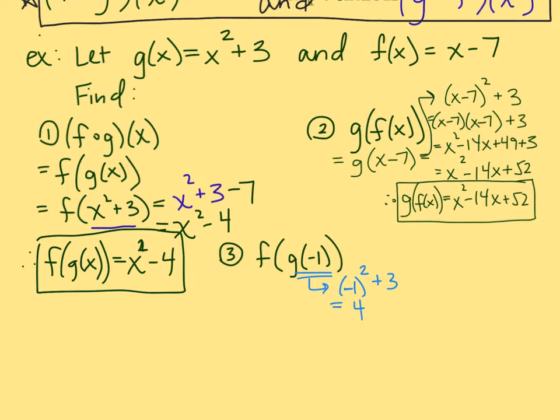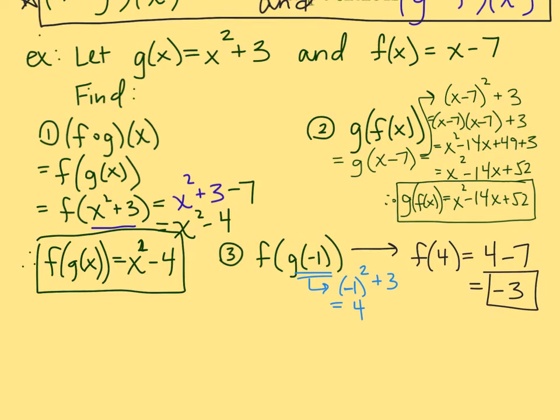So what we're really doing, working straight across, is we're really finding f of 4. Why is that? We found that g of -1, this whole thing in here, is 4. Therefore, we're replacing g of -1 with what it equals, 4. So now we need to find f of 4. How do we do that? Well, we look at our f function and we plug in 4. So we'll get 4 minus 7, and that equals -3, the same value we got earlier.